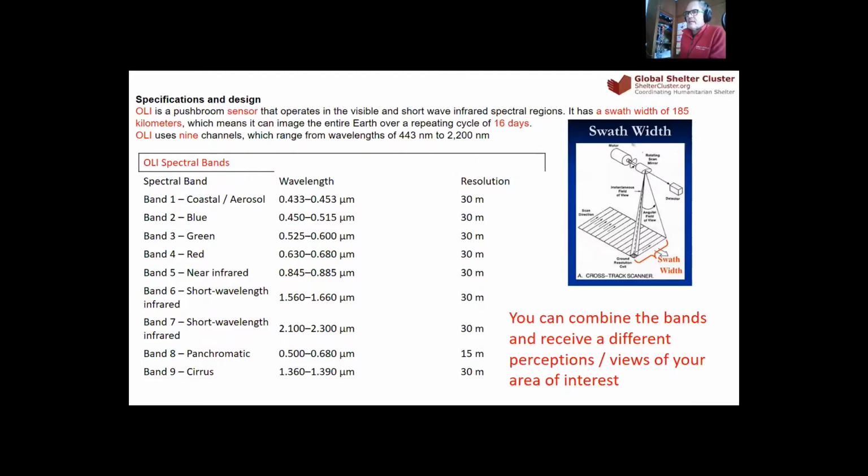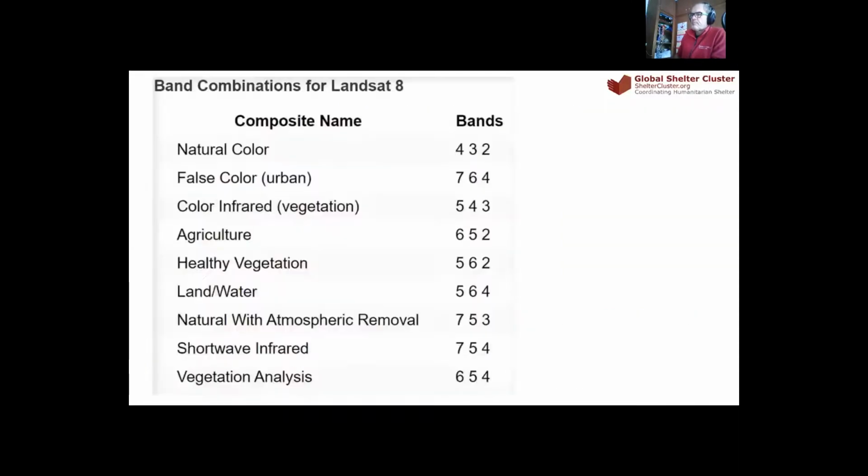Like I was telling you, the camera is very special. It has a lot of different wavelengths. And the wavelength alone doesn't really tell you that much, but if you combine the bands in a certain way, you will have a different perception of the reality. Here you have the band combination for Landsat 8. If you take, for example, the combination of bands 4, 3, and 2, you will have a picture that somehow reflects the natural color of the situation.